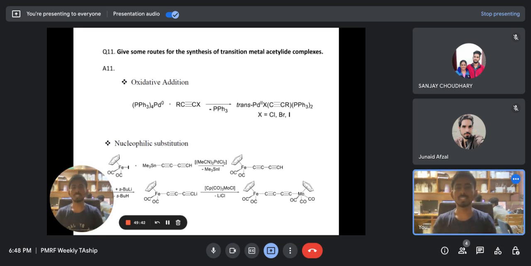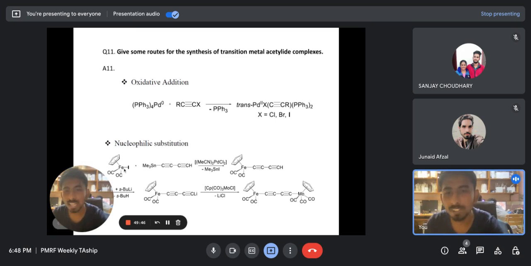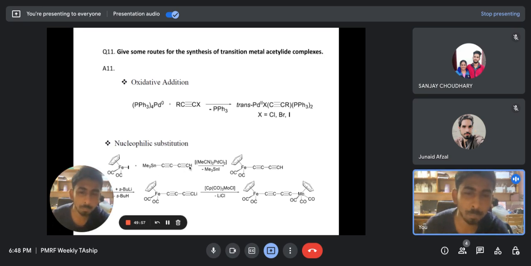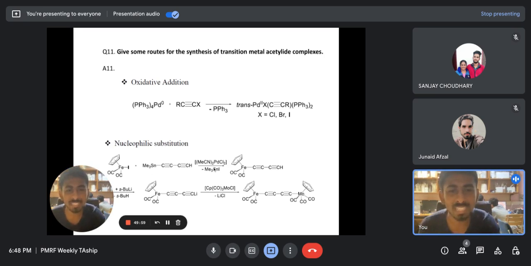The second option is the nucleophilic substitution. So here you can see we are having this CpFe(CO)2 iodine complex. This is an iron complex, that is the iron having oxidation state plus 2. Now this is treated with this Me3Sn, C triple bond C, C triple bond CH moiety in presence of Pd(MeCN)2Cl2. What happens in this case?